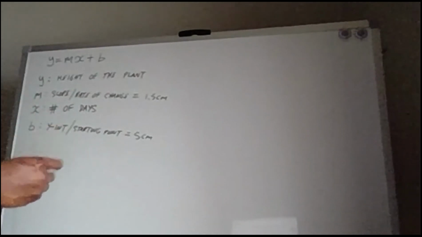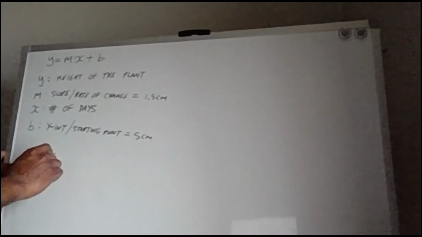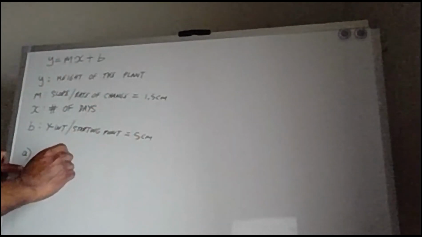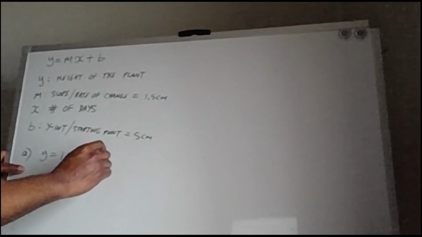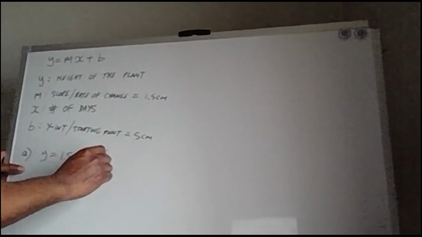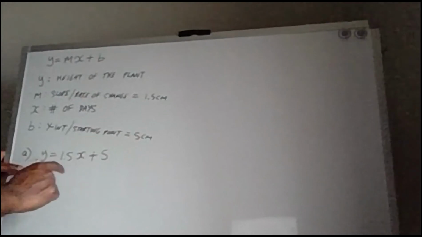Okay, good. So in part A, we're asked to write a linear model that represents the height of the plant after d days. So here we can say y is equal to, we know our slope is 1.5 centimeters times x plus 5. Why 5? Because b is 5. We just said that, right?